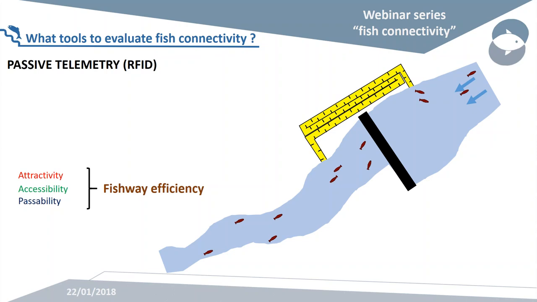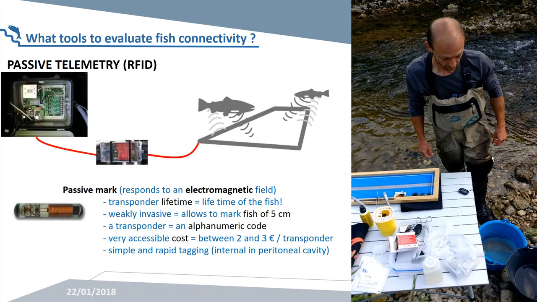Okay, so now we're gonna present the technology. So it takes time to share the slide. Okay, so this is a passive technology, the opposite of active telemetry, just because there is no battery used in the tag. The tag that you can see here on the slide responds to an electromagnetic field. This is the antenna, and when it is close to this electromagnetic field, it gives an alphanumeric code, a unique one. So that's why we can do individual study.